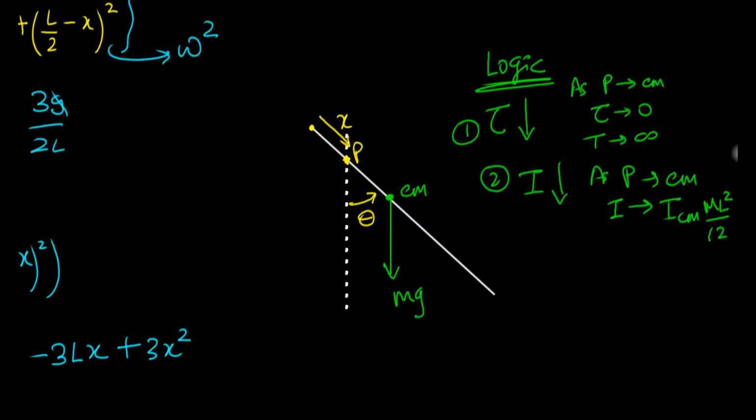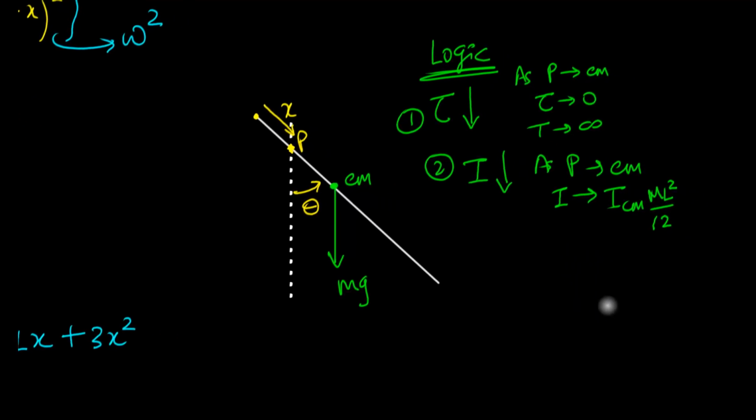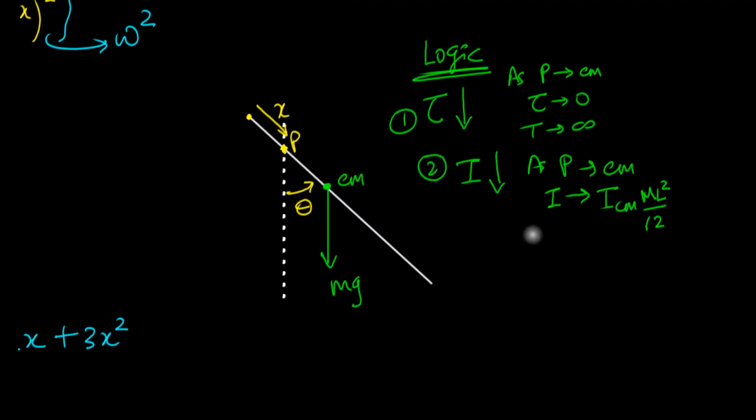Ooh, this is interesting. Both of them start decreasing. That's very interesting. Okay, and so the question is, what is going to happen to alpha? You know what? I think that's the main question over here. How does alpha change? Because both are decreasing.